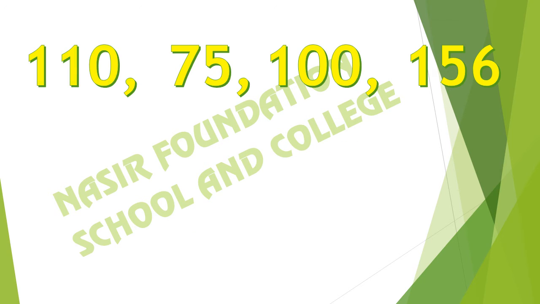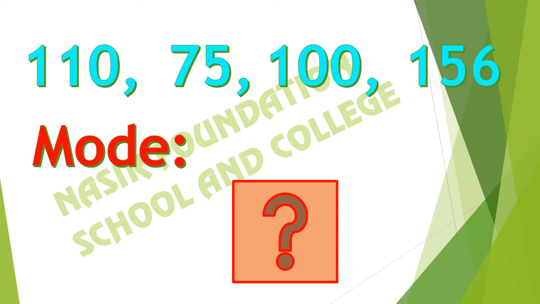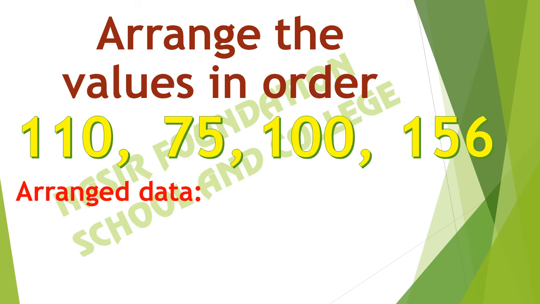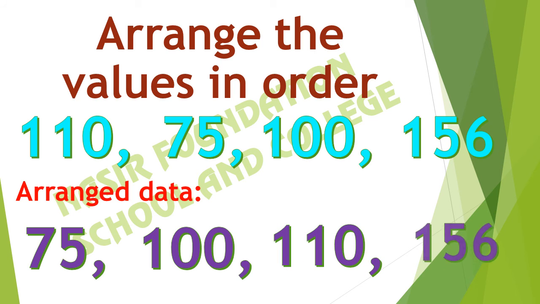Here our data has been given: 110, 75, 100 and 156. What will be the mode? Think about it, students. What will be the mode in this data? First of all, we will arrange the data in an order. The smallest value is 75, so we will write 75 here. Then comes 100, and after that we will write 110. And then we will write the greatest value, that is 156. Now we have arranged the data in ascending order from smallest to greatest.